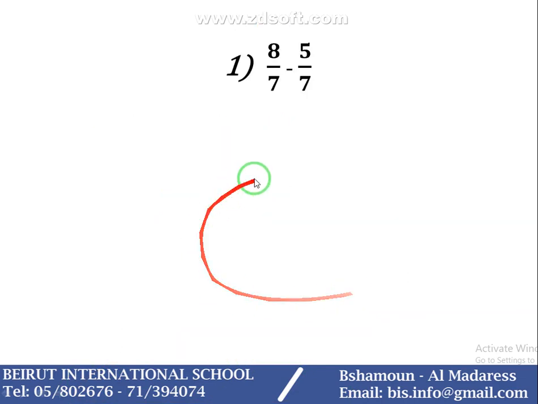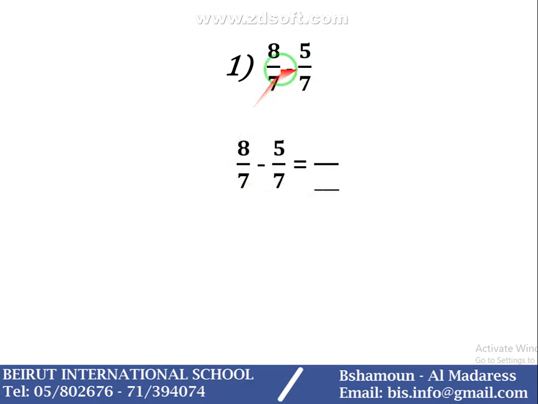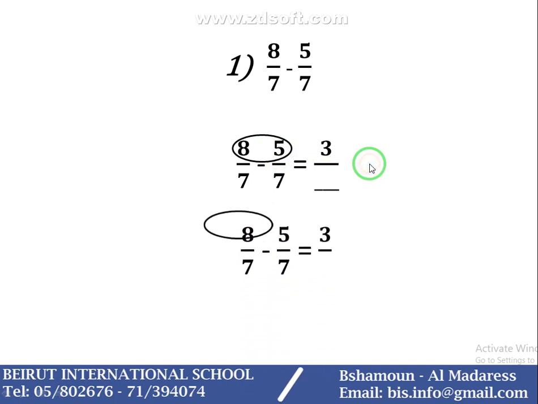Now let's consider the example over here. Let's make sure that both fractions have the same denominator, 7 and 7, so we are on the safe side. Now what do we do? We subtract the numerators, 8 minus 5, and we get 3. Now what about the denominator? We copy the denominator we have, which is 7, as it is, and we get our final answer, 3 out of 7.